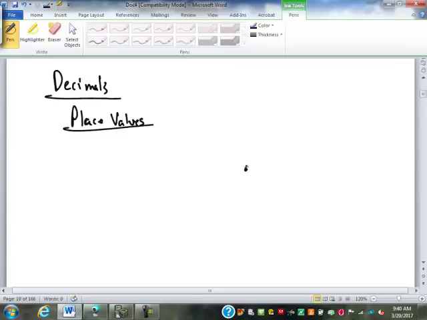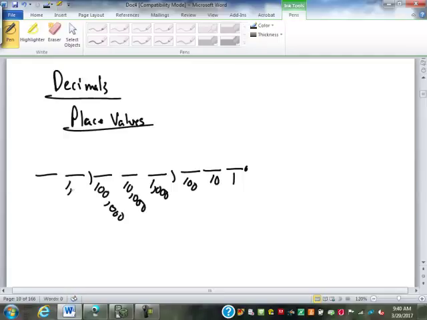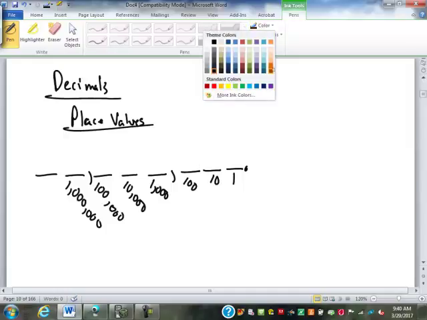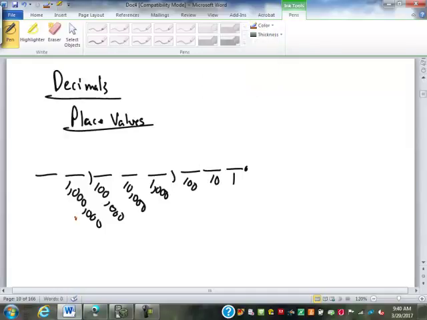When we went over place values before, I'm just going to write these in numerically instead of writing out the words. This is the ones place, the tens place, the hundreds, 1,000s, 10,000s, 100,000s, 1,000,000s, and so on. And as we look at those, anytime we move from one place value to the next one to the right, the numerical value of that place value is divided by 10.